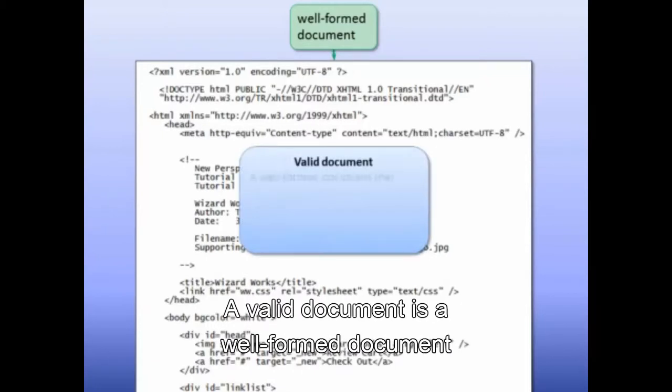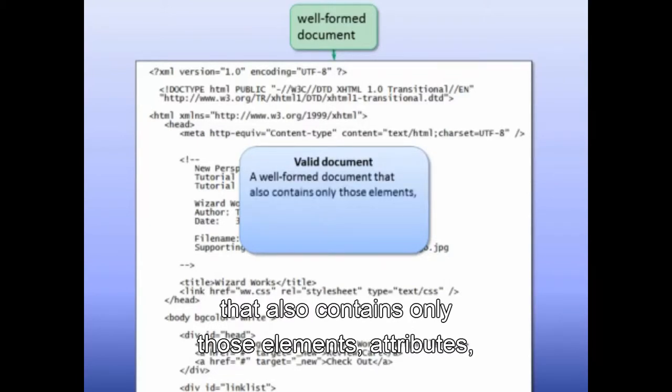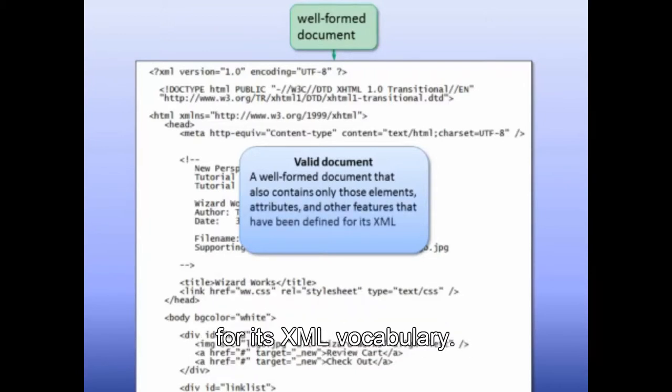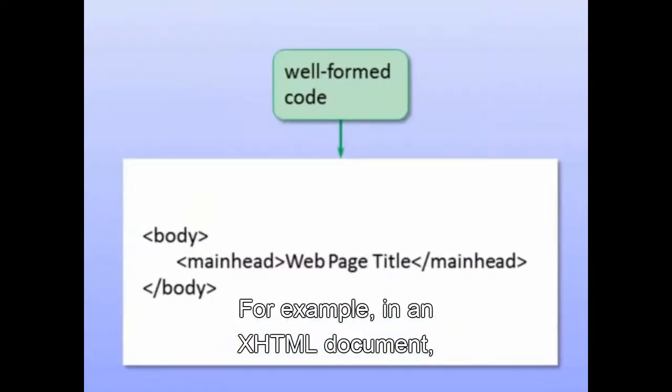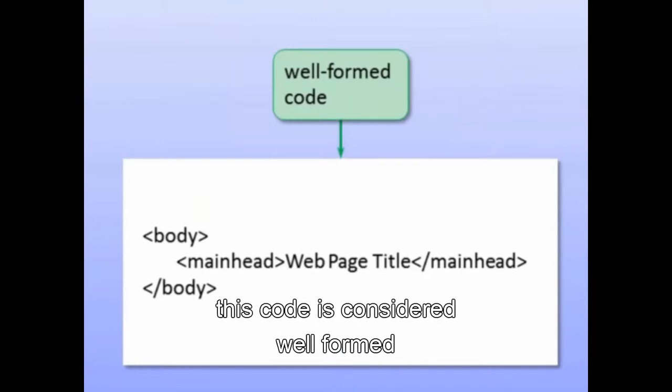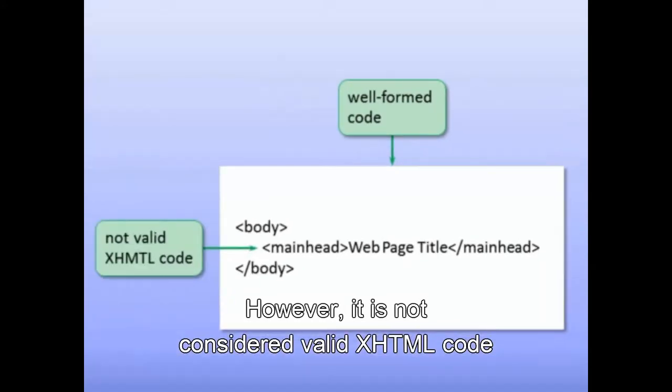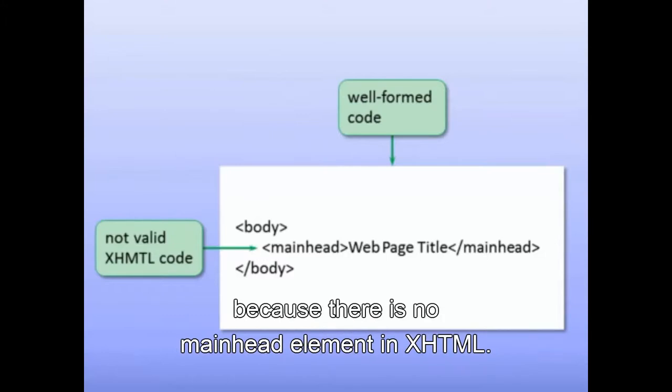A valid document is a well-formed document that also contains only those elements, attributes, and other features that have been defined for its XML vocabulary. For example, in an XHTML document, this code is considered well-formed because it follows XML syntax rules. However, it is not considered valid XHTML code because there is no main head element in XHTML.